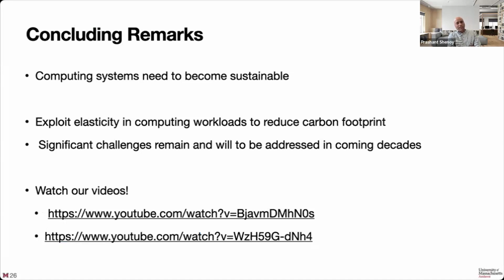So what I want to say is the problem that I talked about in terms of the carbon footprint of data centers and cloud is still a significant problem because of AI workloads. And what I showed you today was how you can exploit the elasticity or flexibility of computing workloads to reduce their carbon footprint through simple scheduling techniques. But many significant challenges remain, and we will need to work on them to address this climate change issue in the coming decades. So I am really looking forward to seeing what ideas all of you have at Cambridge on this problem.